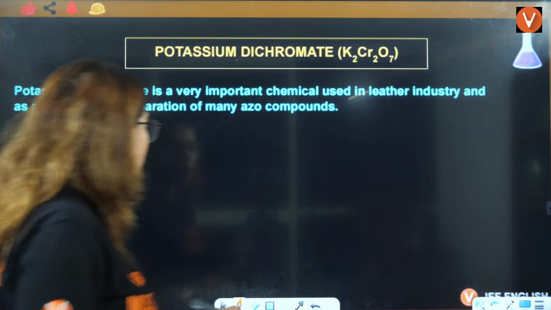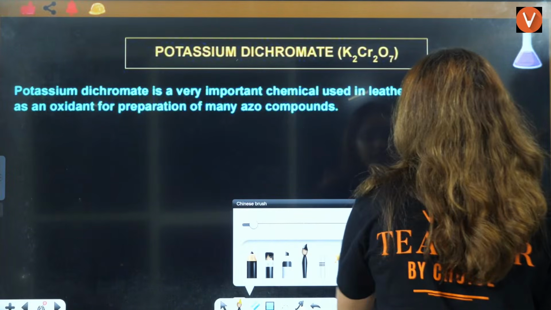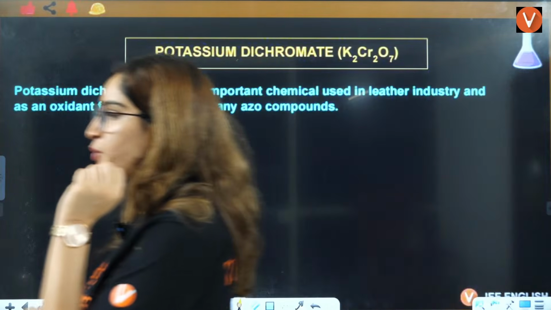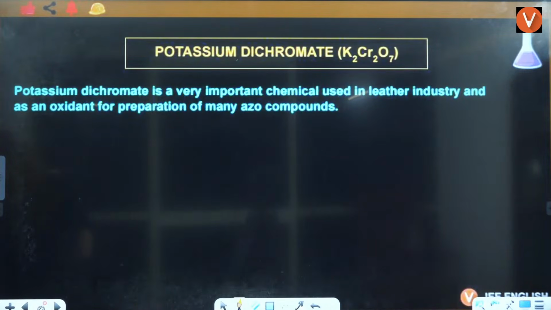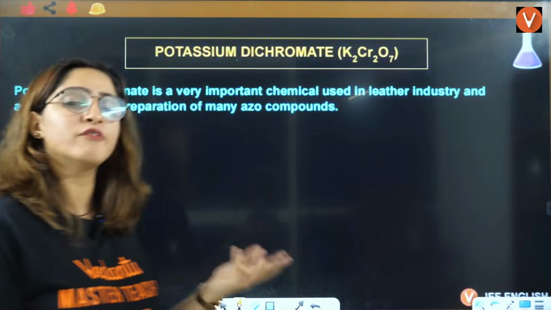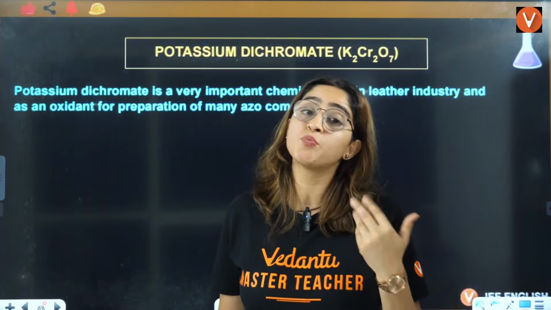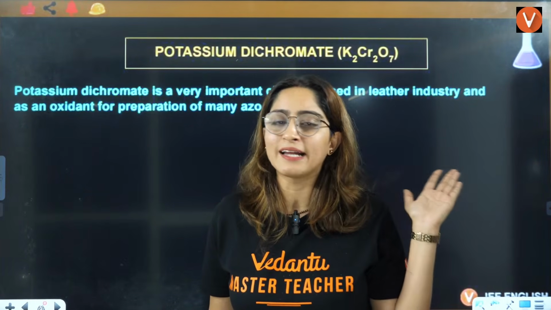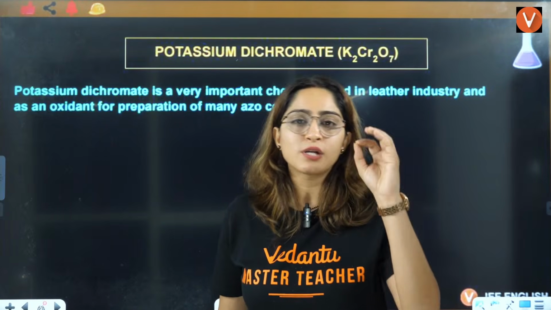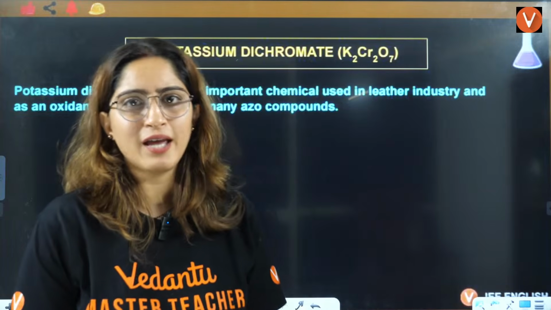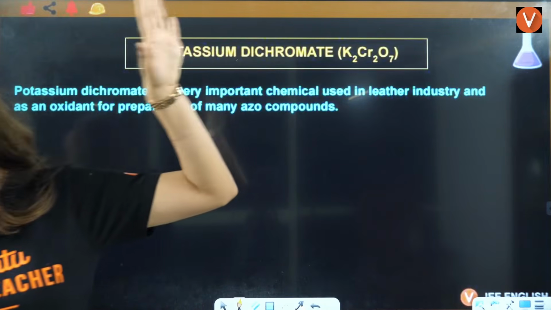Now next is potassium dichromate. Let's discuss the next oxidizing agent, that is potassium dichromate. They ask more questions from potassium permanganate than from potassium dichromate, but you never know, the trend can easily shift. So let's discuss potassium dichromate.